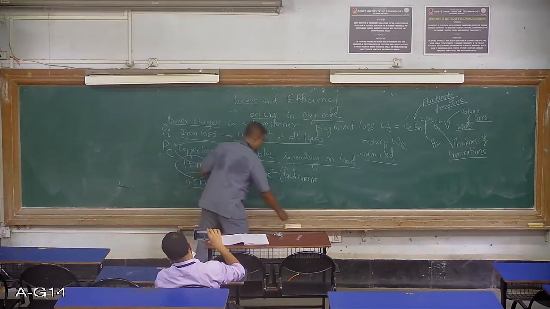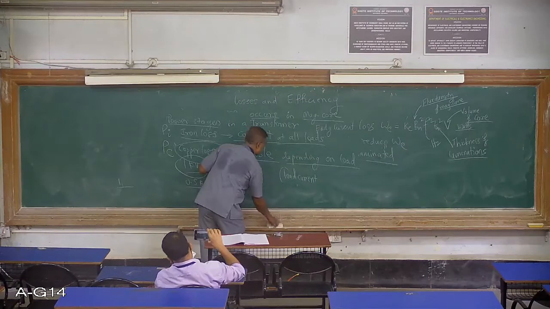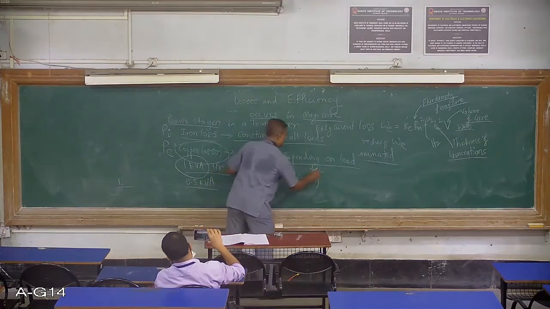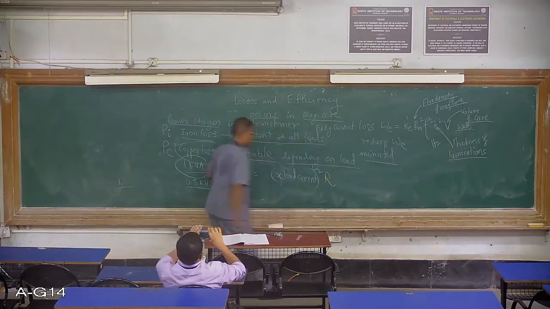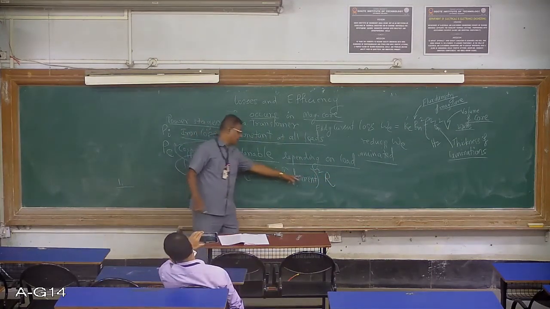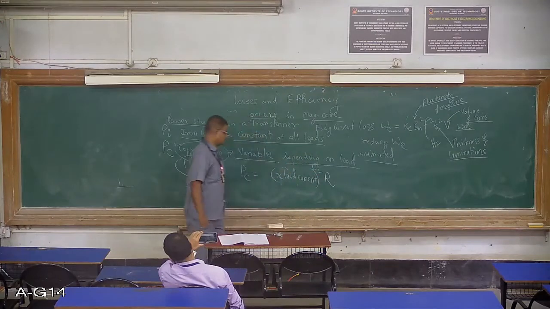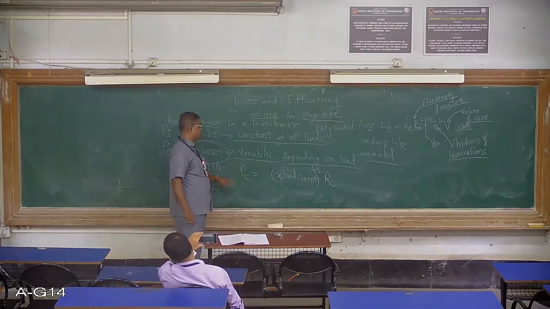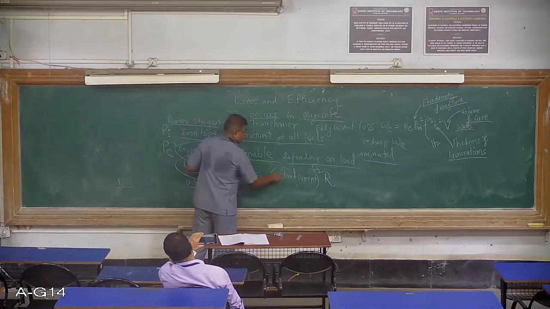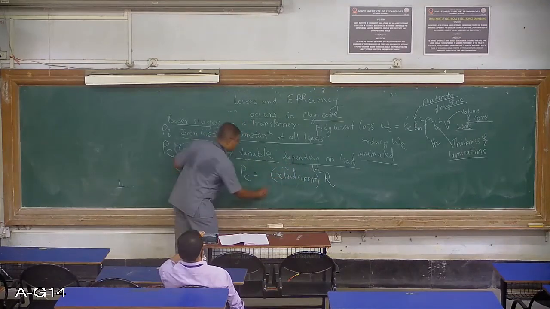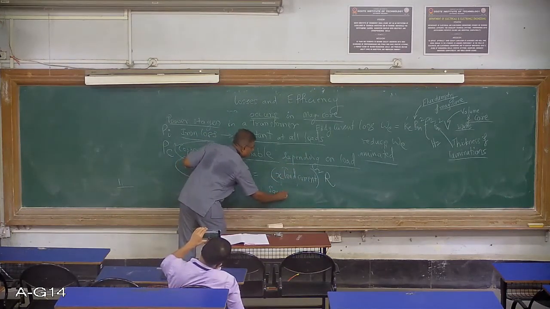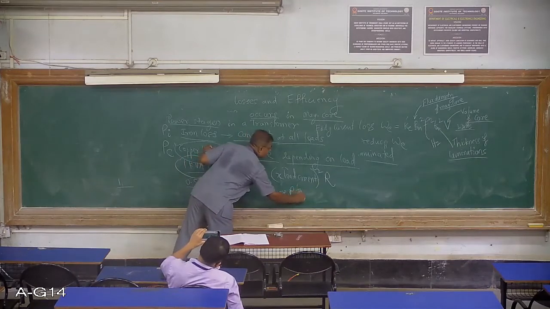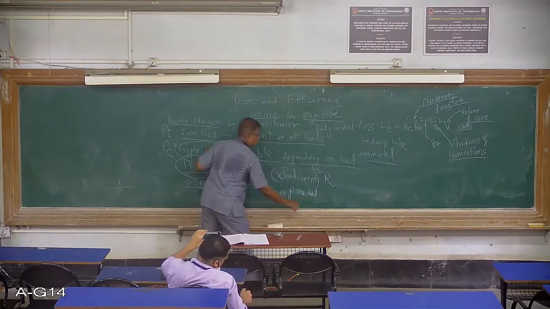X times the load current squared into resistance. So the copper loss is proportional to the square of the load. That is x squared.